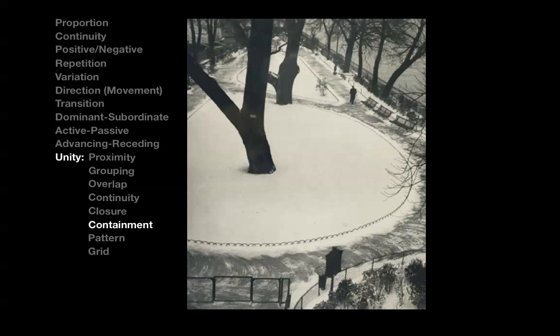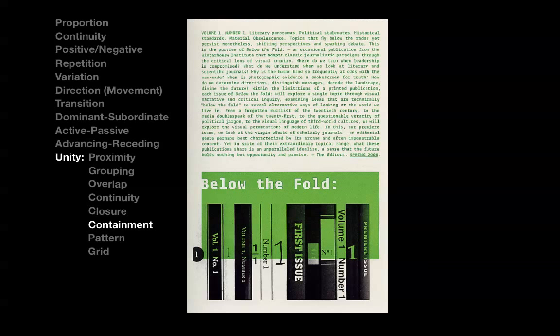The two trees in this winter scene, photographed by André Cartège, are contained by the white areas beneath them. Margins generally act as containment devices, reinforcing unity for both the text body and the other visual elements as well.